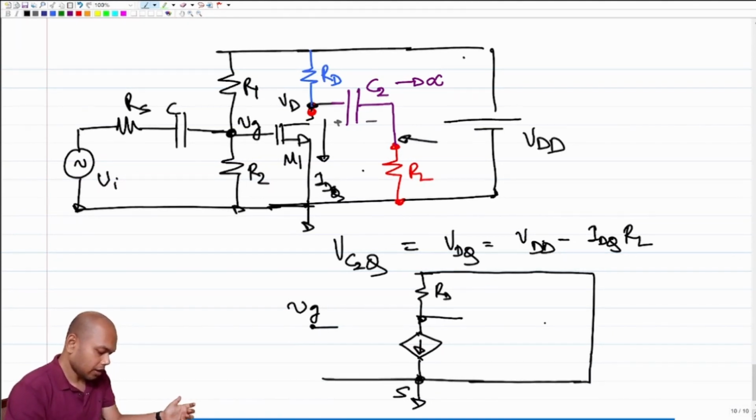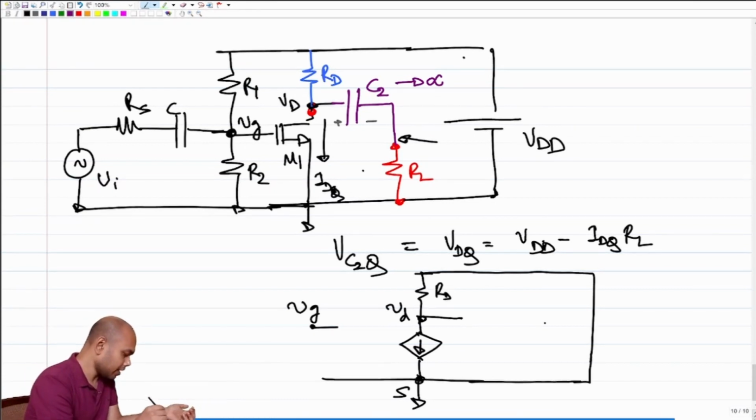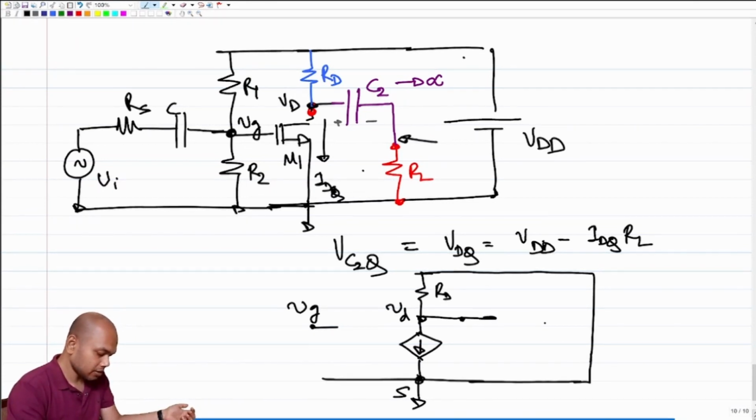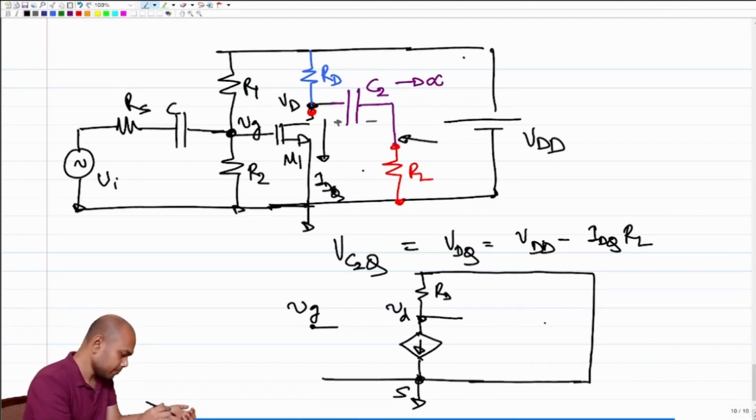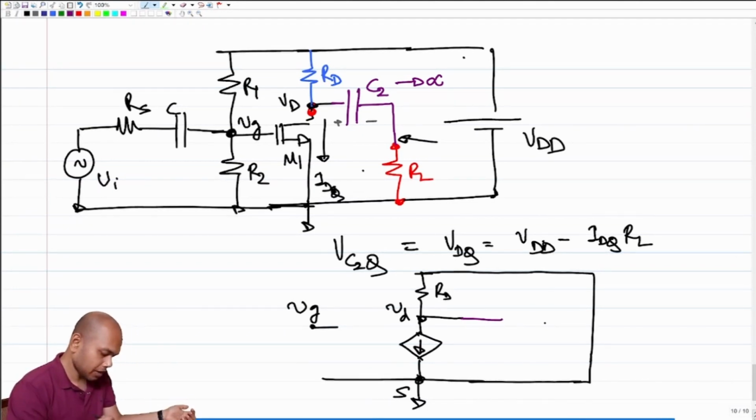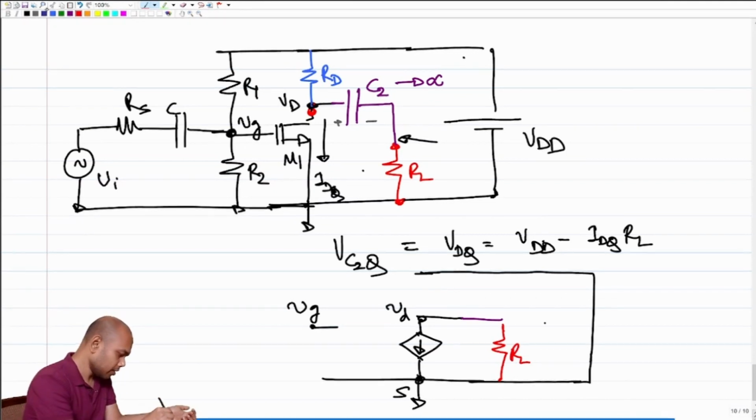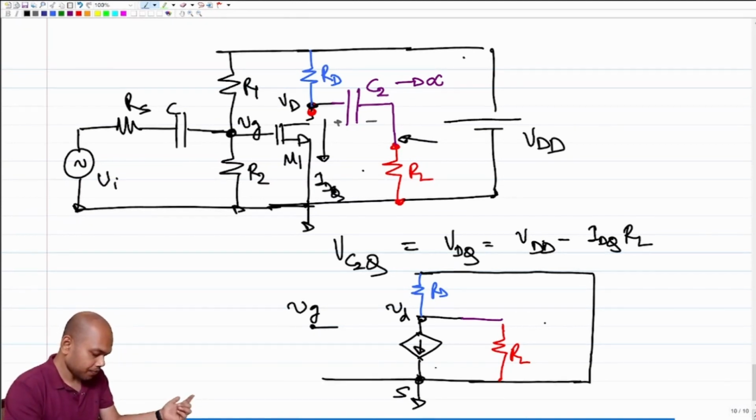From here, I go to the drain. What do I have? I have an infinite capacitor. An infinite capacitor, in an incremental sense, is a short circuit, right? So the capacitor shorts. Then what we end up with is RL here. Let me use a different color for RD because that's how I have sketched it in the figure on the top. So what will be the value of this GM? It will be GM times VGS, in this case GM times VG.